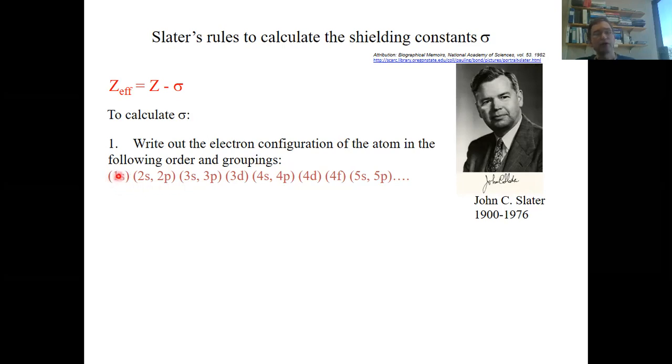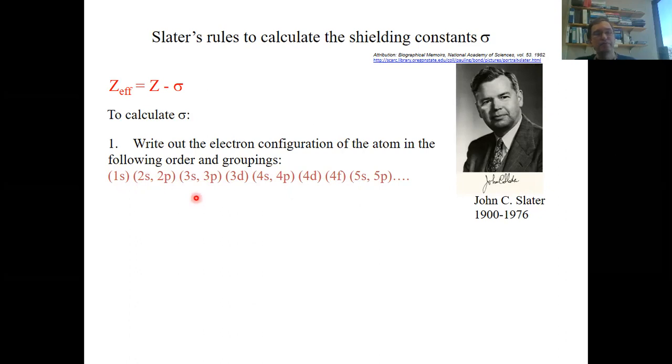So we start with 1s, followed by 2s and 2p, then there's 3s and 3p, and then there's 3d, and then there's 4s, 4p, 4d, 4f, 5s, 5p, and so forth.